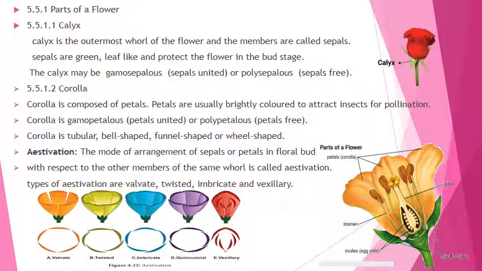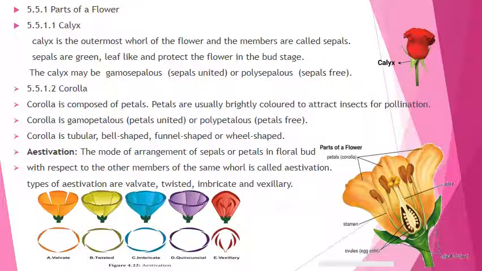Then the second part is corolla. Corolla is composed of petals. The petals are usually bright in color. And why are they bright in color? Different colors of flowers you might have seen. Wherever you go, you will see different colors of flowers. These colors are to attract insects for pollination. Pollination is the process of reproduction.